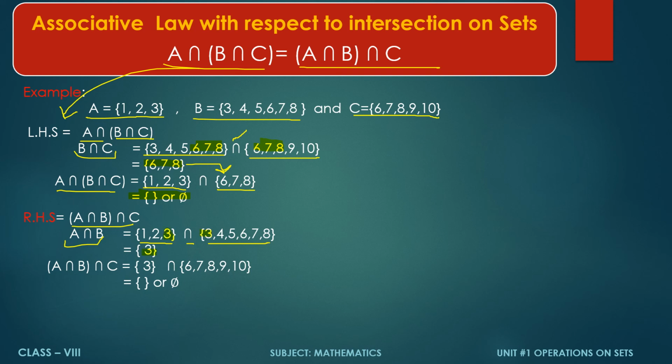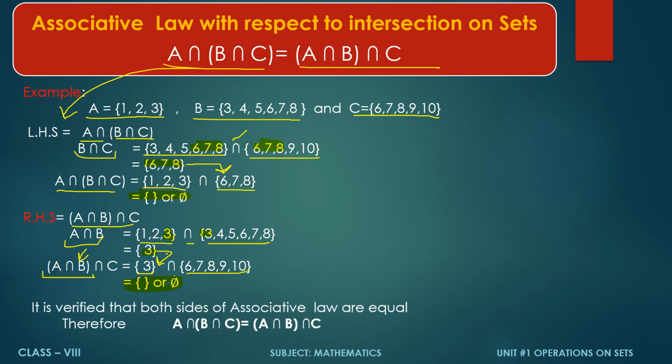Right hand side of this law, (A intersection B) intersection C is equal to, first of all we write the resultant set of A intersection B, that is the bracket part, sign of intersection, and the set C. Again we observe no element is common, that is empty. Students observe, resultant of left hand side is empty and the resultant of right hand side is also empty. Both are equal, so it is verified.